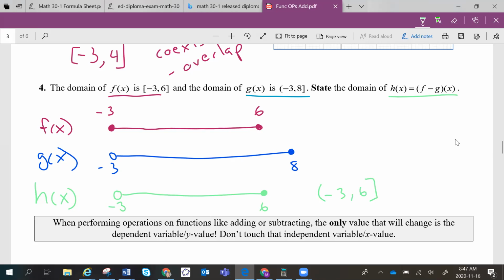Okay, friends, at the end of this in the gray box, what's really, really important when performing operations on functions like adding and subtracting, the only value that will change is the y value. Do not touch the x. There it is, adding and subtracting. Guess what? Multiplying and dividing, going to be almost the exact same. Hope that helped.